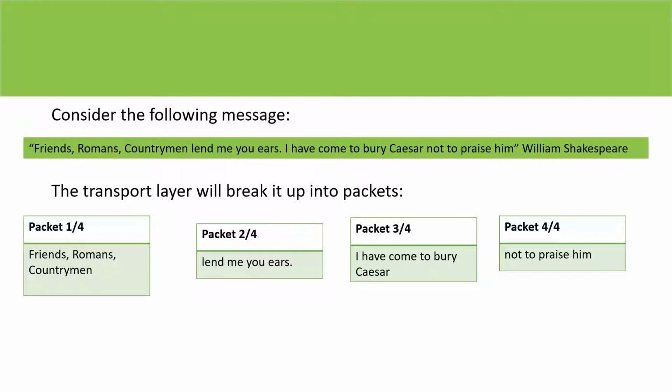This diagram shows how a message is broken up into packets. So you can see there the message, and different parts of the message will be in each of the packets. So that's the data part of it, and also each packet is given an identification.